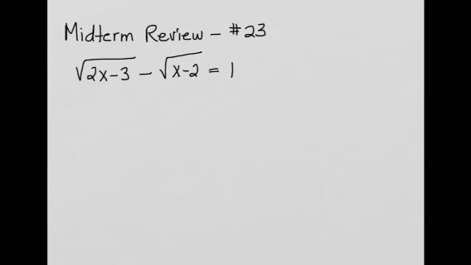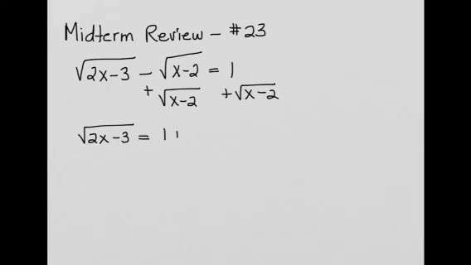In this problem, we want to solve the equation, the square root of the quantity 2x minus 3 minus the square root of the quantity x minus 2 equals 1. So in order to do this, whenever I have two radicals in an equation, I will solve for one of the radicals. So I will add the square root of x minus 2 to both sides of the equation. And now I have the square root of 2x minus 3 equals 1 plus the square root of x minus 2.